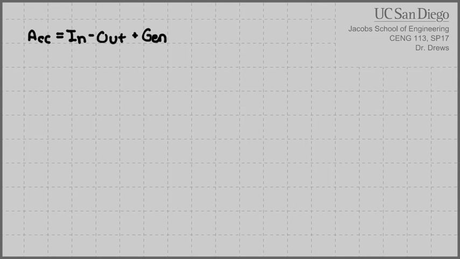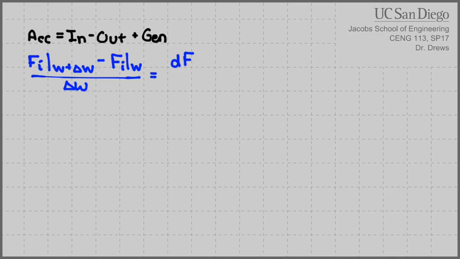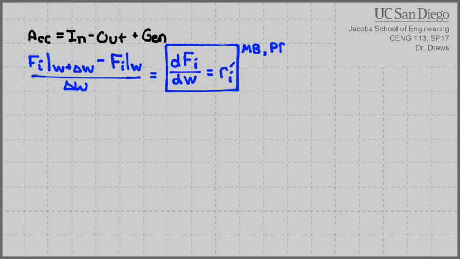I'm going to skip a couple of steps because this is rewriting everything in almost exactly the same way, except we're changing this subscript from V's to W's. If I rearrange all of these, I will end up with a new derivative, which is dFi/dW equal to R sub i prime. This is the material balance on a packed bed reactor. And again, this is at steady state.